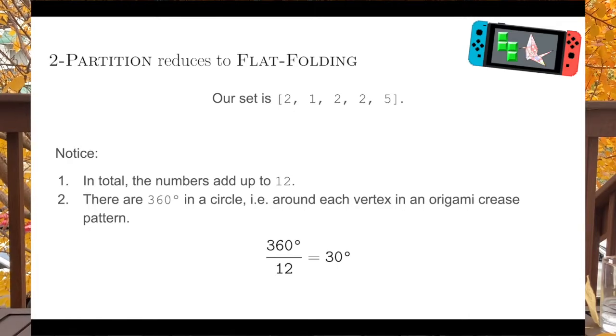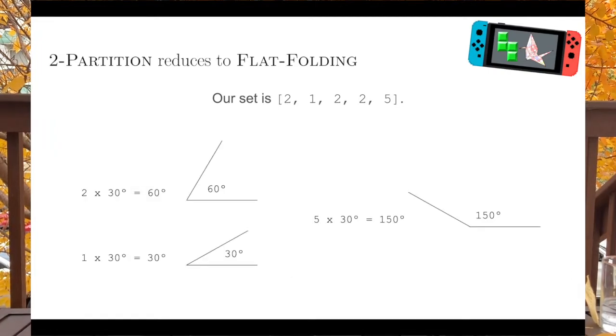First of all, notice that the sum of the numbers is 12. 2 plus 1 plus 2 plus 2 plus 5 is 12. Next, notice that there's 360 degrees in a circle, and all of the creases that go around a vertex form a circle. Finally, 360 divided by 12 is 30 degrees. So this is an important scaling factor that we'll use to define the angles in our origami crease pattern.